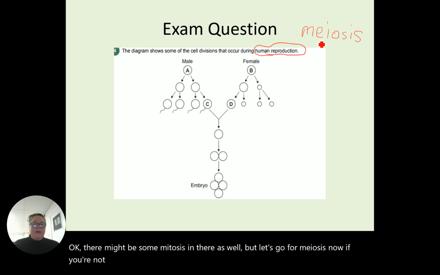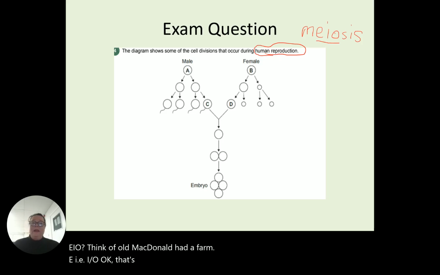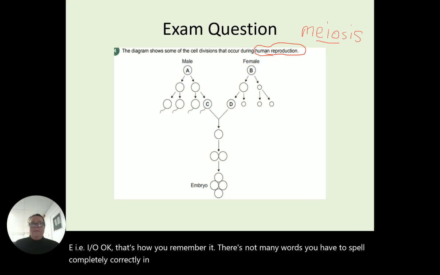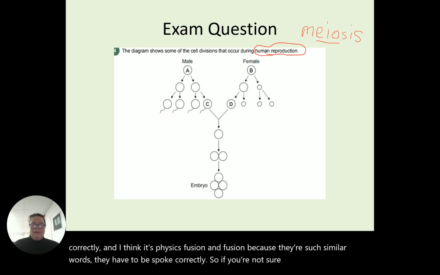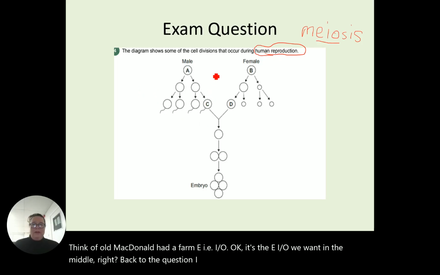If you're not sure how to spell it, can you see that middle bit, E-I-O? Think of Old MacDonald had a farm, E-I-E-I-O. That's how you remember it. There's not many words you have to spell completely correctly in science. In biology, meiosis and mitosis have to be spelled correctly, and I think in physics, fusion and fission, because they're such similar words. So if you're not sure how to spell meiosis, think of Old MacDonald had a farm. It's the E-I-O we want in the middle. Right, back to the question. I digress.